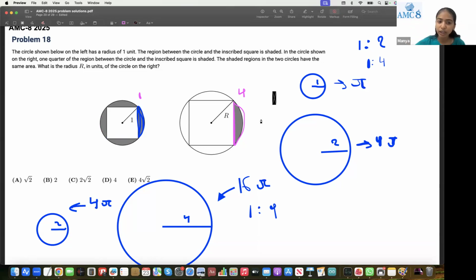So if we only have one of them to the total area, it would be 1 to 4. So if the area is 1 to 4, then what is the side length? The side length will be 1 to 2 again, right? If you understood the circle over here, it would still be 1 to 2. No matter what shape the area is, the side length will still be 1 to 2. And therefore the radius in units of the circle to the right, the radius over here is 2.